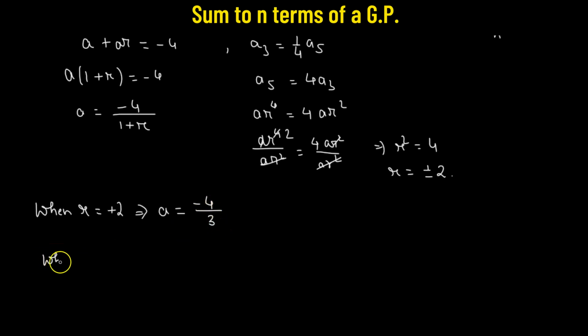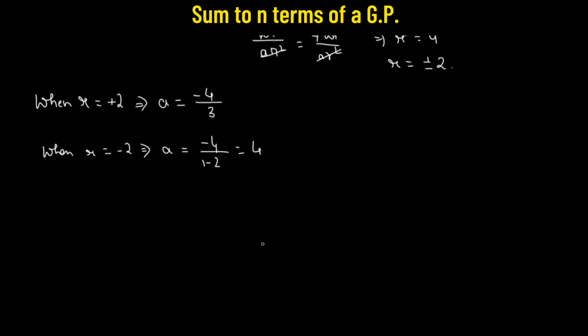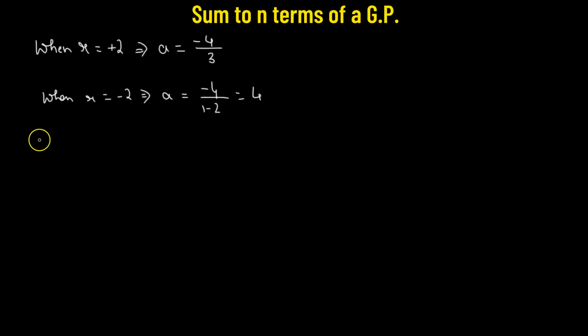And the other case, when our R value is equal to -2, this implies that our first term will be -4 divided by 1 minus 2. So that's -1. So -4 divided by -1 is going to give us a positive 4 value. So our geometric progression will be given by A, the first term, followed by AR, then AR squared, AR cubed. So this is going to be the geometric progression.